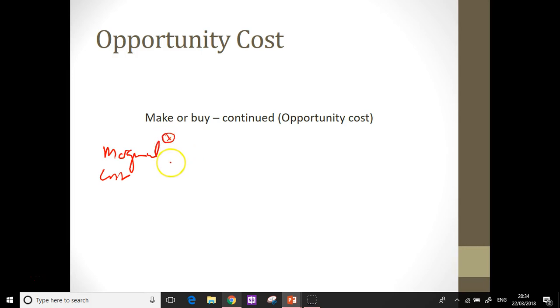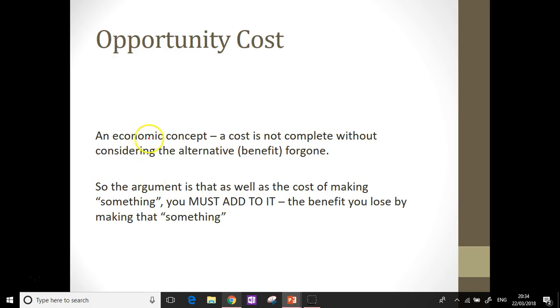Now, as well as the cost of making the product, we also have to think about the opportunity cost. The econ students might know this. In business studies, you might have looked at this. But what does this mean? Opportunity cost really is an economic concept. It's not an accounting concept. It's an economic concept.